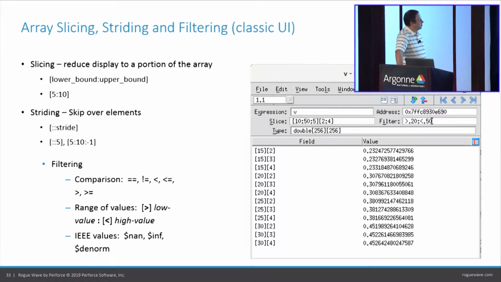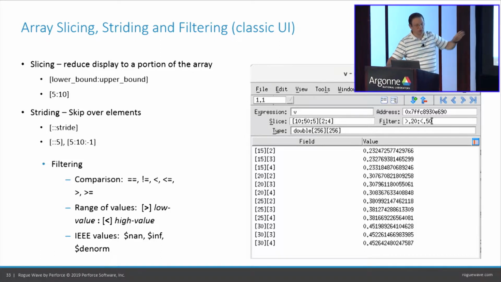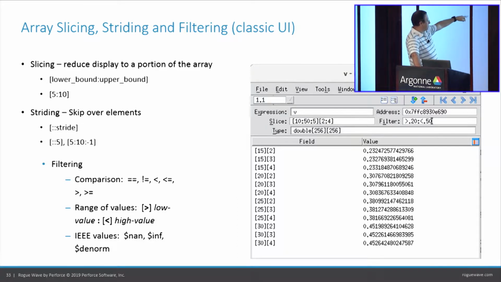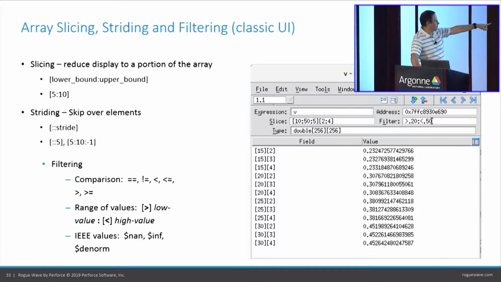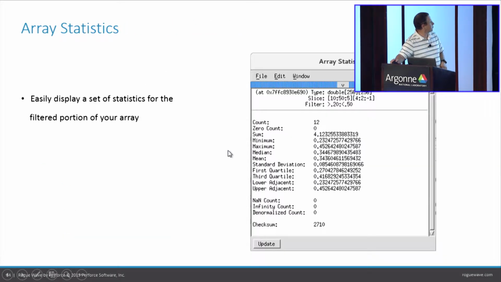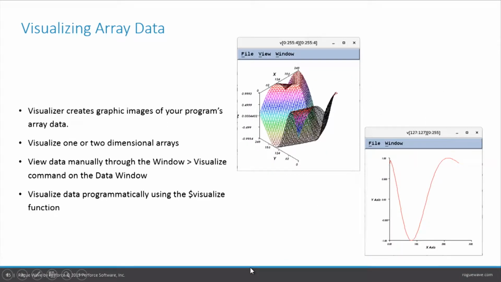The same is true for arrays. We can slice an array, we can filter an array and show different values. If you're not sure what values are right, you can also show a range of values. And if you want, you can show array statistics. It'll show you all your array data, which is important for science, so you can see how your array behaves. And also you can visualize an array.